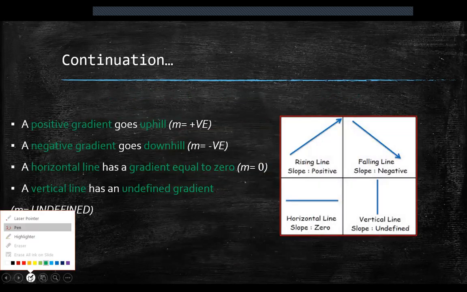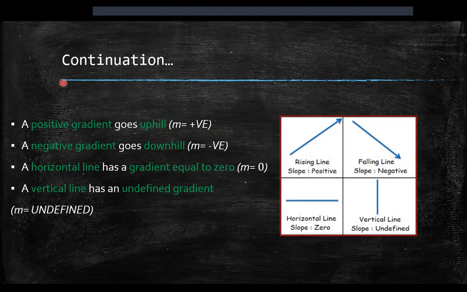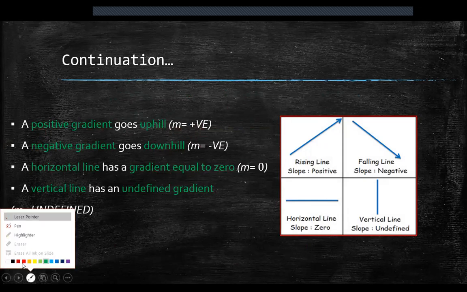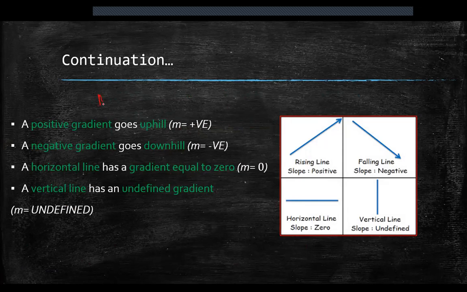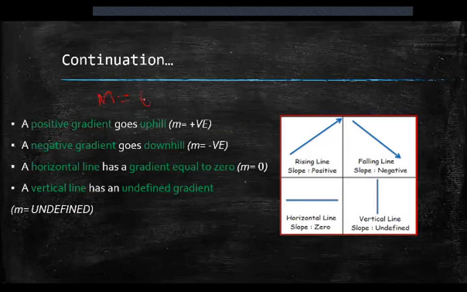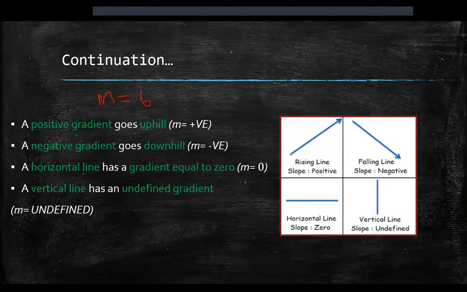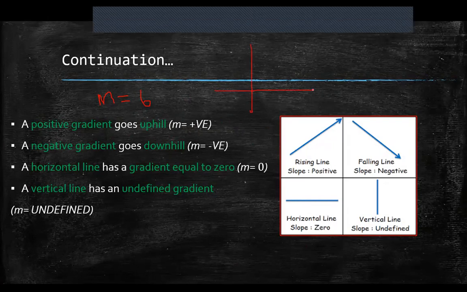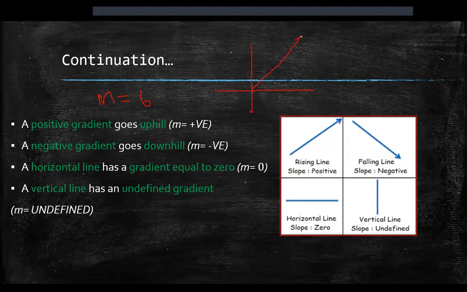Right. This is something you also need to know. Like my physics people too, this might come in handy at some point. So a positive gradient. So m is a positive number. So say we had m is equal to 6. That's a positive gradient. Why? Because 6 is a positive number. Then the line would be going uphill. So there's my y-axis, there's my x-axis. And if I had a line, it would be going like this. It would be going uphill.